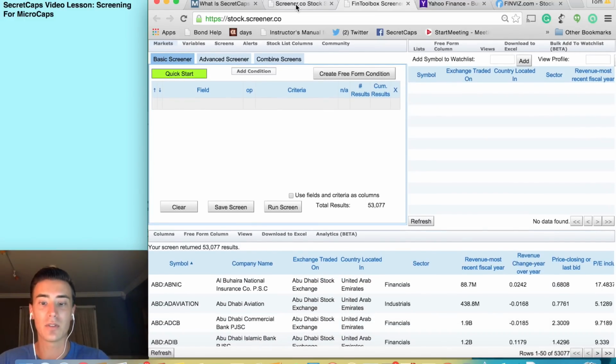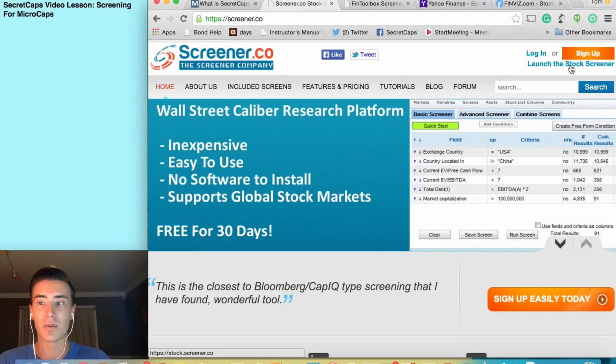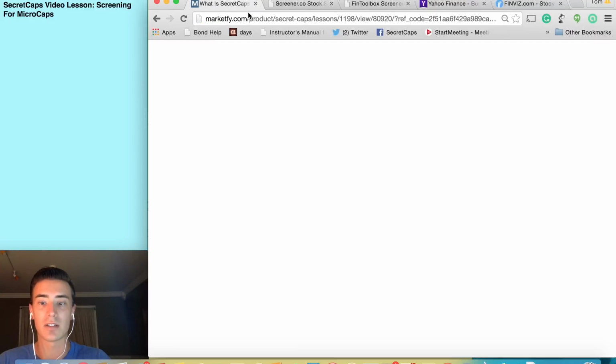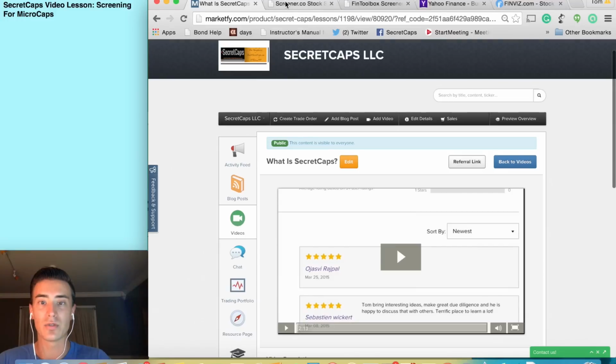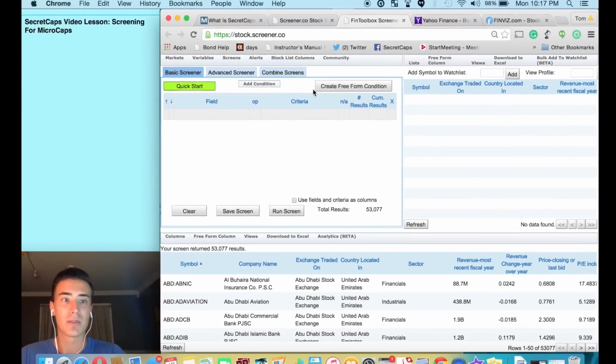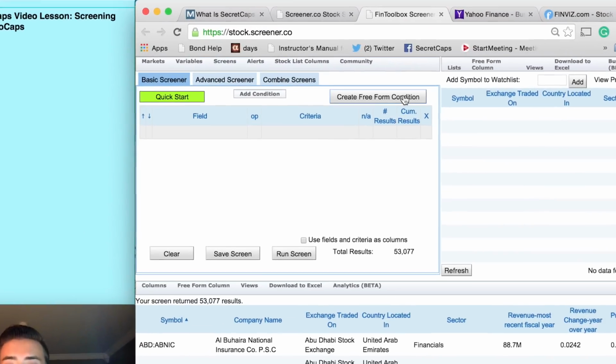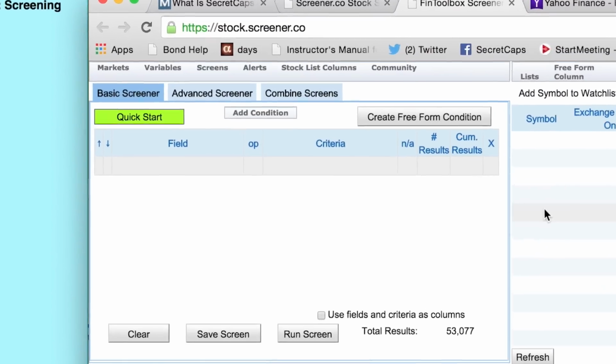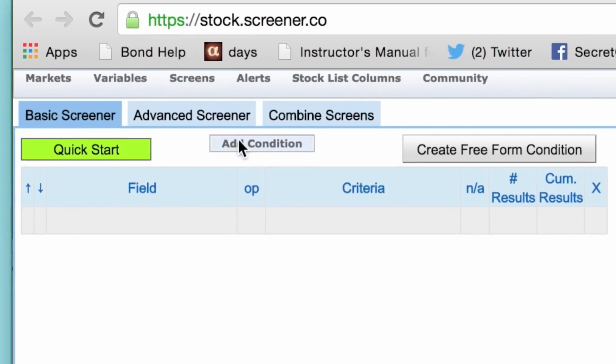So first, after you log into Screener.co, which they have a 30-day trial Lenny hooked me up with, you get to your main toolbox page. From here we could begin to build screens, add conditions and parameters, and build a watch list of companies we want to look at or that we want to dig into a little bit further.